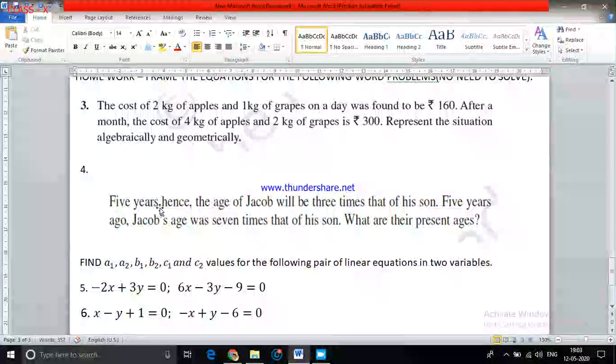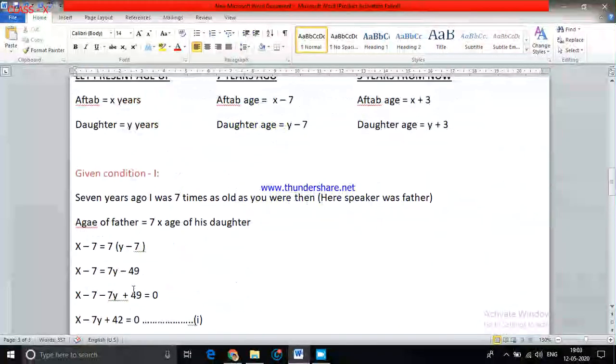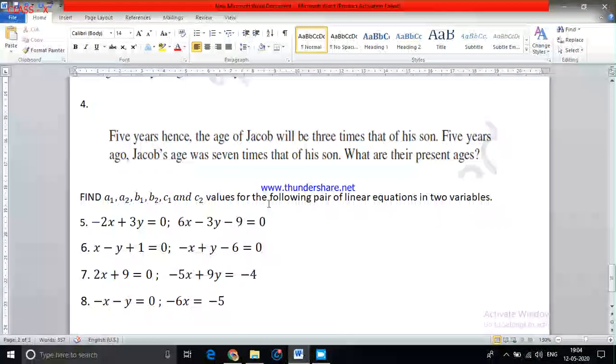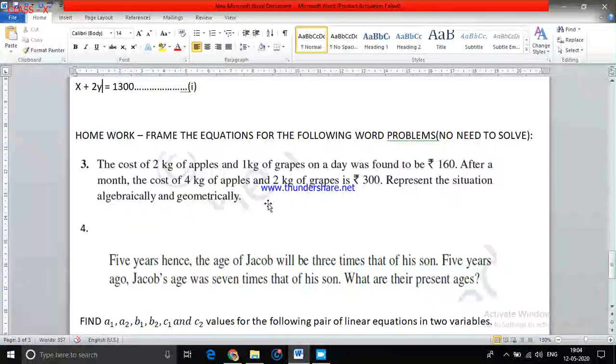Then, 5 years hence. When they use the words 5 years hence, that means from now onwards, after 5 years. The age of Jacob will be 3 times his son's. So here also you have to make present age, after 5 years and 5 years ago. As we did in the first question, here you take the present age, here 5 years ago, and here 5 years from now. So make the equation. Question number 3 and 4, you just have to make the equation.